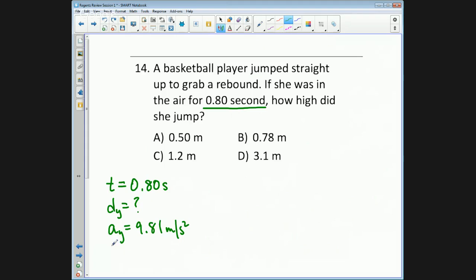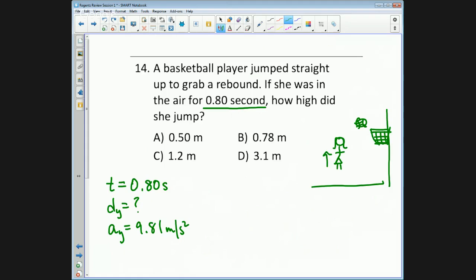And we know also that if she is, let me draw a picture here. Here's the ball in the air. Here's the girl, basketball player. She's jumping up like that. Okay, excuse my drawing, but there's my drawing.